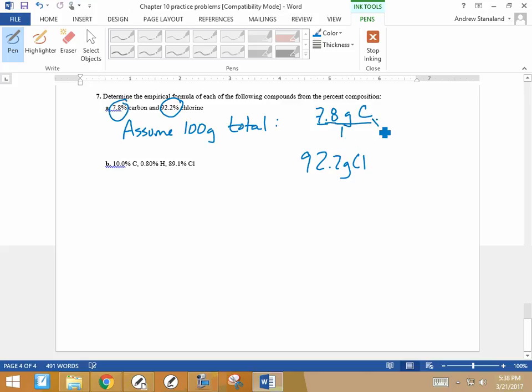We have to convert these into moles. How do we do that? By the molar mass of carbon. Molar mass of carbon in grams. 1 mole of carbon weighs how much in grams? Find the number of moles of carbon right there, and you'll do the same thing for chlorine. 1 mole of chlorine should weigh, I'll just go ahead and do it, 35.45 grams. Grams cancel.